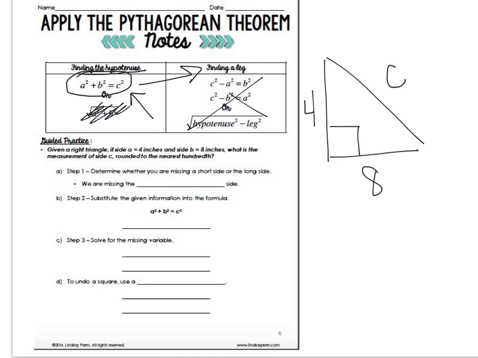Step 1 says determine whether you are missing a short side or the long side. And remember I said the long side is the hypotenuse. So in this case, looking at our picture, we are missing the long side. So we're going to fill in long right here. Then in step 2, it says substitute the given information into the formula. So they already have the formula written for you under step 2. So all we're going to do is 4 squared plus 8 squared equals c squared. So that's how we're going to start off this.